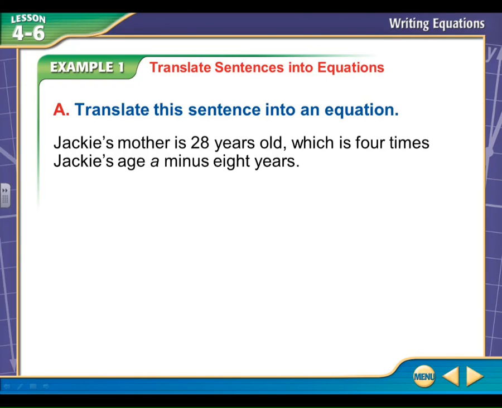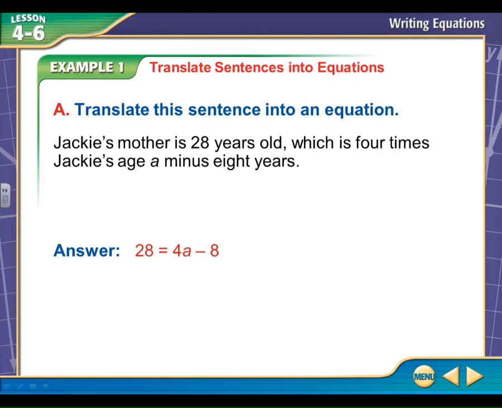The first thing we want to do is translate sentences into equations. Translate this sentence into an equation. Jackie's mother is 28 years old, which is 4 times Jackie's age, A, minus 8 years. We don't know what Jackie's age is, so we're going to let that be represented by A. But we do know that Jackie's mother is 28.